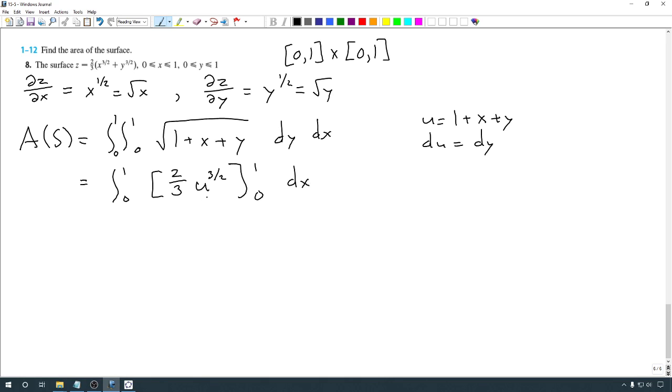Of course, u here is not u. It's actually 1 plus x plus y, and I didn't rewrite these in terms of u. So really what we're looking at here is, well, might as well pull out the 2/3. When y equals 1, u is equal to 1 plus x plus 1, or 2 plus x. When y equals 0, u is just going to be 1 plus x.